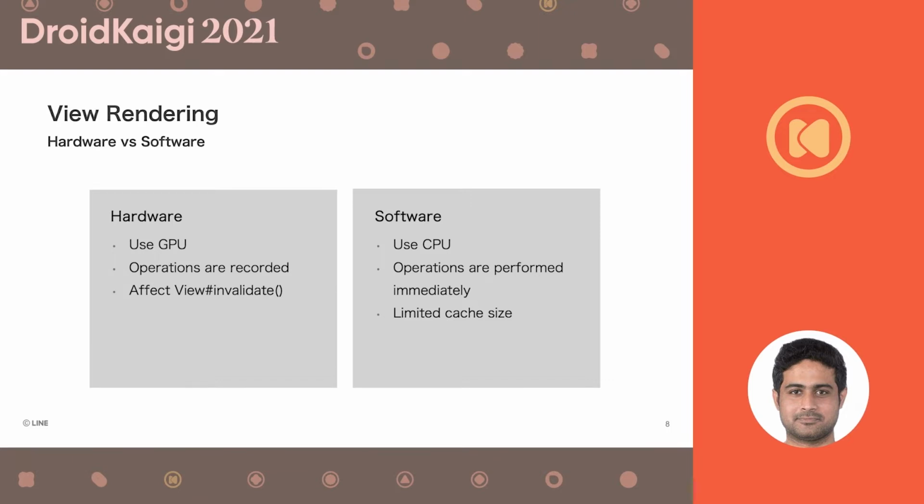Now let's discuss how Android is going to render it on screen. Basically Android uses hardware rendering and software rendering to display text, images or anything you see on screen. Hardware rendering uses the GPU, so it's very fast because we have dedicated hardware for it. On the other hand, software rendering uses the CPU, so operations are performed immediately, but it does not have any dedicated hardware, so it's a little slow. The important point that we're going to discuss later in our slides is that software rendering has a cache size limitation. So we will discuss more about it in later slides.